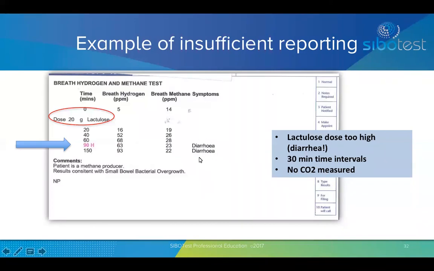Also, you can see here that we have 20, 40, 60, so every 20 minutes from baseline, and that's all good. And then all of a sudden we go to half an hour, and then we go to another hour. So it's very confusing reporting. And you also have no idea if all samples are viable because no carbon dioxide has been measured.